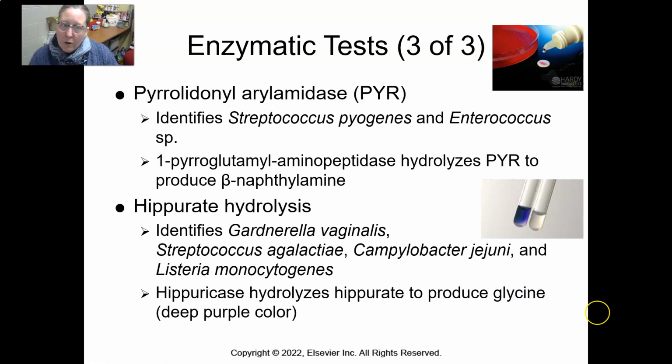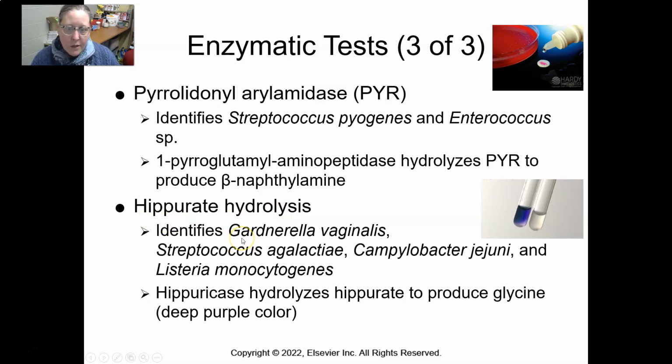Then we have the PYR test, which is pyrrolidonyl arylamidase. Easier to say PYR to me. It helps to identify Strep pyogenes and Enterococcus. You can do it straight off the colony, as here you add your PYR reagent, and if it's positive, it will turn color. You also have the hippurate hydrolysis.